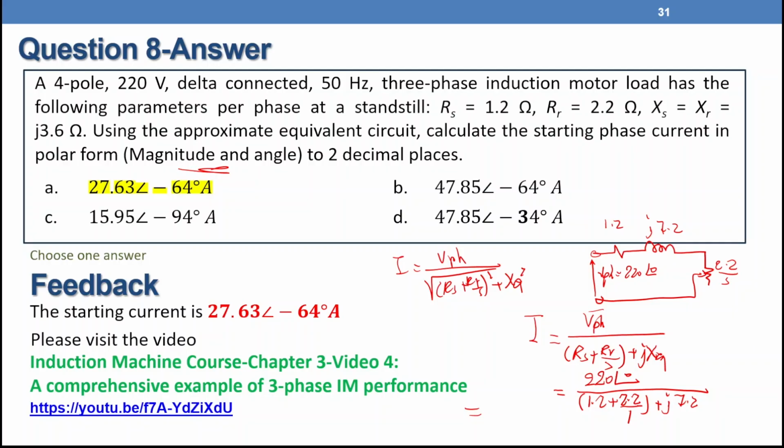I calculated here, so that one will be 27.64 angle minus 64.72. What's the most appropriate answer here? A is the best answer. So that one is 27.63 angle minus 64 degrees ampere, but 47 is wrong, and 15 is wrong.